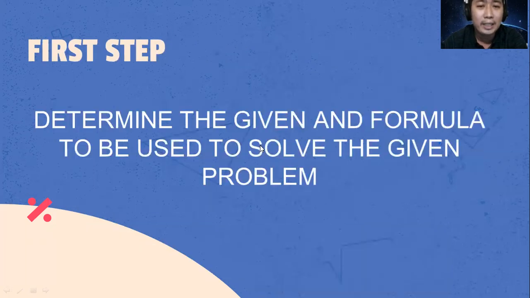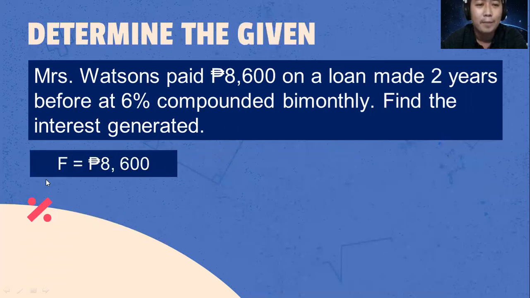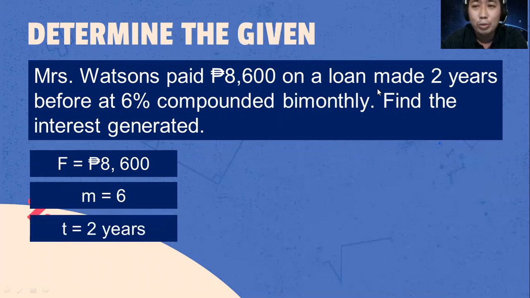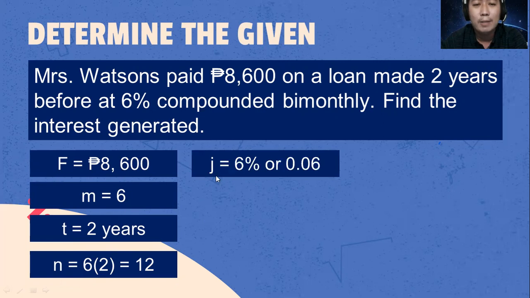So these are the formulas to be used. Let's identify the given and the formula. So what are the given? We have 8,600 pesos. That would be the final value or maturity value. Then we have 6 because we are going to compound it bimonthly. That means there are 6 payments for the whole year. Number of years is 2, made 2 years before. Then we are going to get first the value for N. That is multiplying the time and the number of conversion per year. That is 6 times 2. The answer is 12. The value for J is 6% or 0.06.